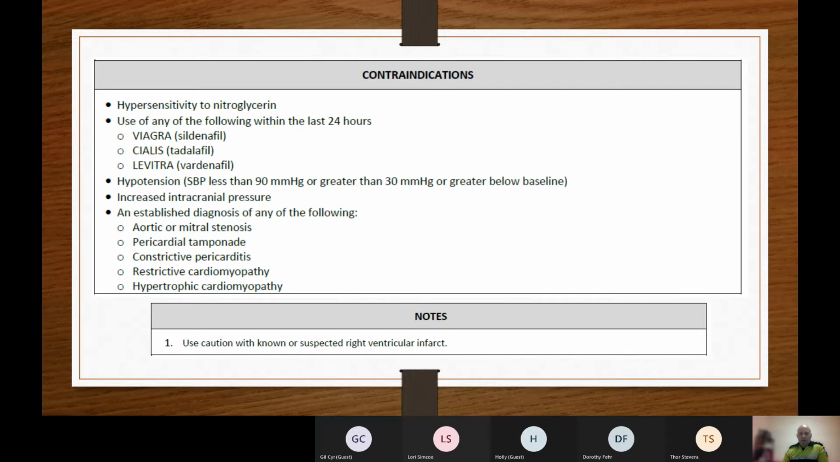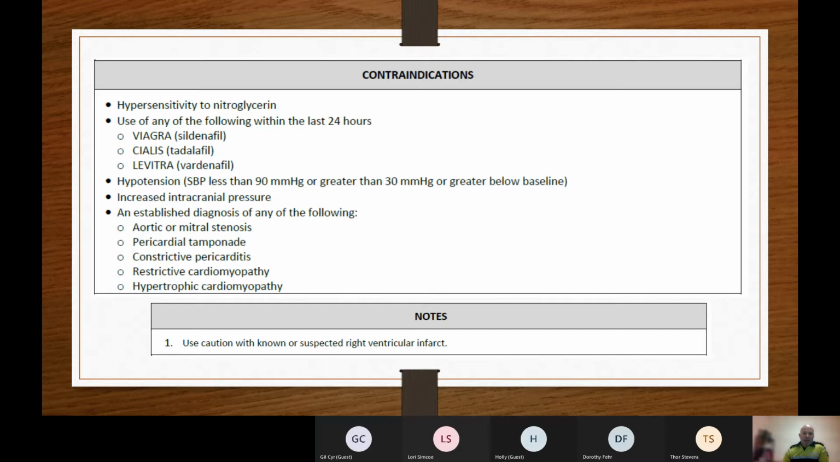So obviously these are things we're not going to figure out in the house. We're not going to figure out this person has hypertrophic cardiomyopathy by just listening to their heart. So it would be good to get a history from the patient of if they have mitral stenosis, if you suspect pericardial tamponade, constrictive pericarditis, or restrictive cardiomyopathy, hypertrophic cardiomyopathy. You're going to have to talk to your patient, and if you don't know, then do your best.